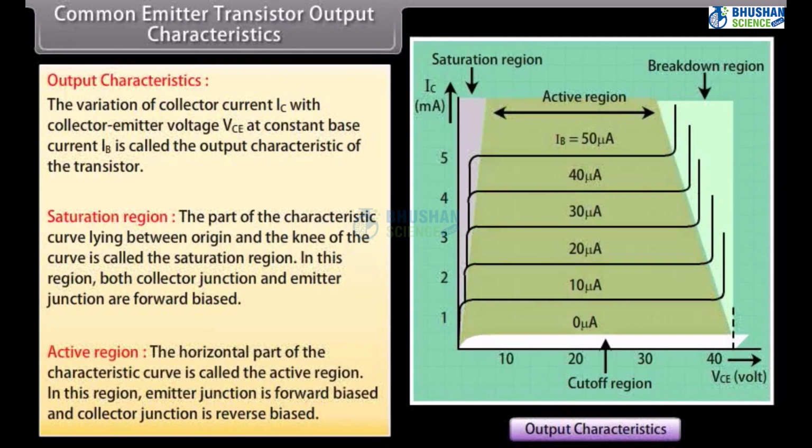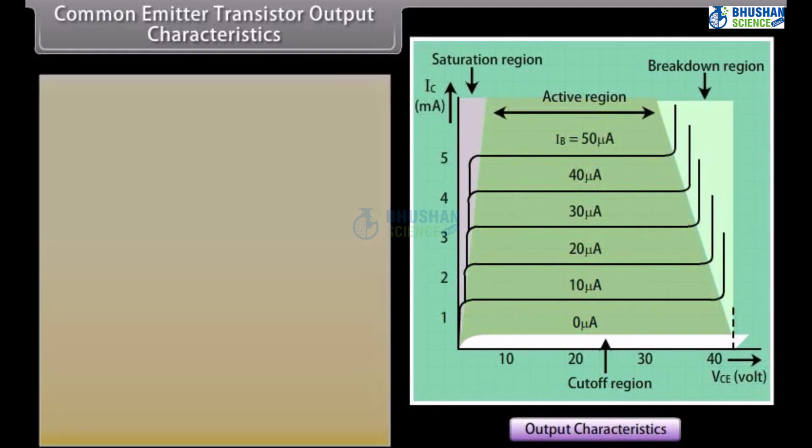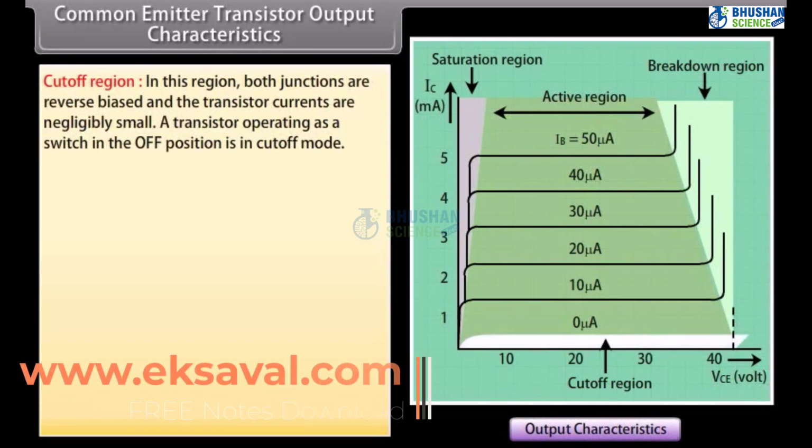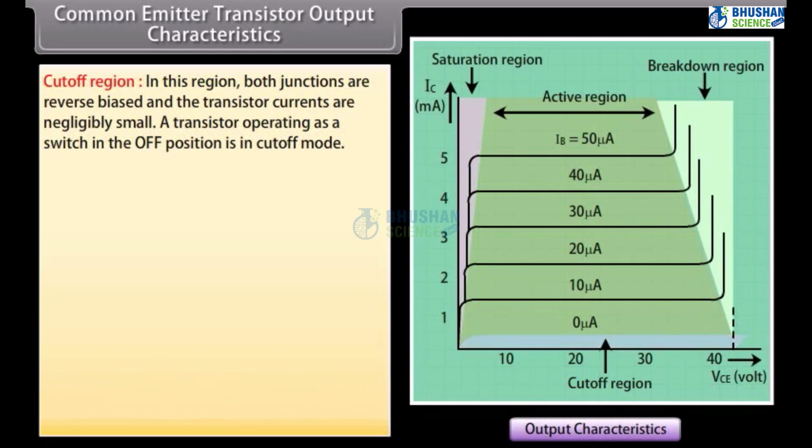Active region. The horizontal part of the characteristic curve is called the active region. In this region, emitter junction is forward biased and collector junction is reverse biased. Cutoff region. In this region, both junctions are reverse biased and the transistor currents are negligibly small. A transistor operating as a switch in the off position is in cutoff mode.